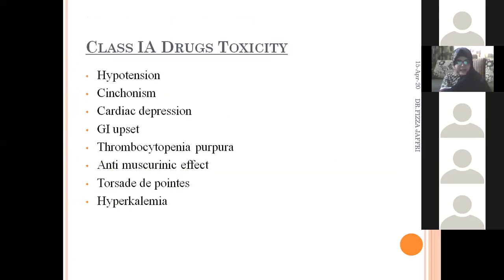These drugs produce toxicities such as cardiac depression: hypotension, bradycardia. Quinidine causes cinchonism, where the patient will suffer from tinnitus, auditory hallucination, headache, and pain, auditory aura. Also GI upset, thrombocytopenic purpura, antimuscarinic effects, torsade de pointes, which is an arrhythmia, and hyperkalemia.